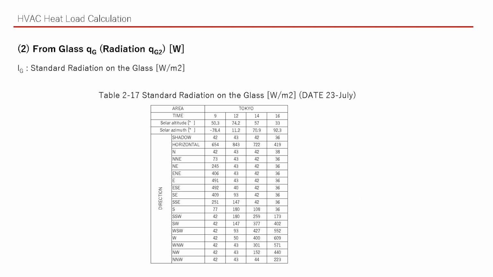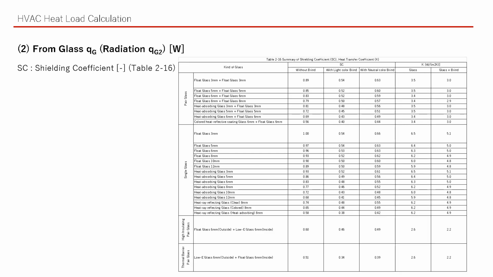We can refer to standard radiation from table 2 to 17. It also gives standard radiation for each of the 4 kinds of times, same as ETD. We can refer to the shielding coefficient from table 2 to 16.